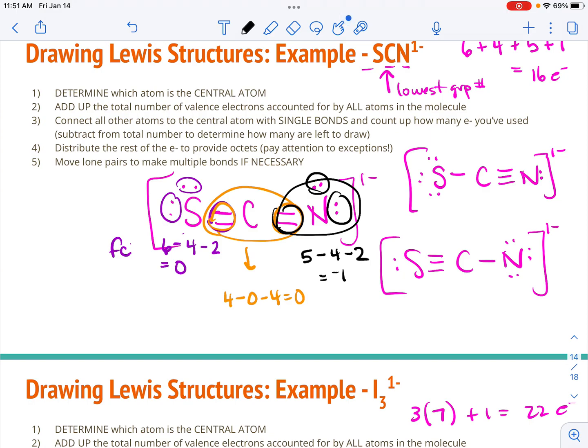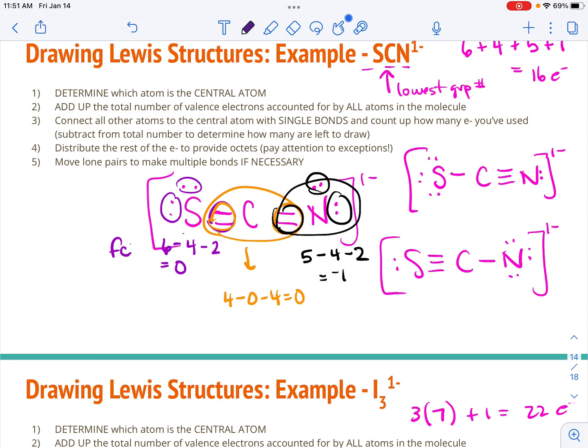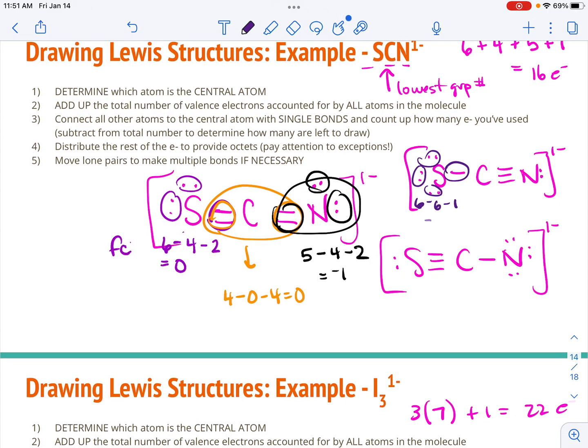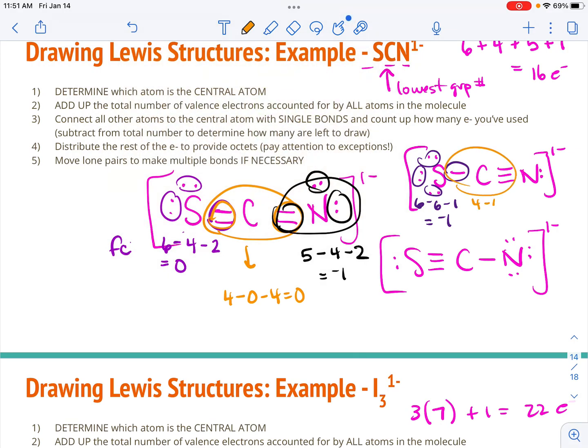But now I need to evaluate what happens over here. So we're going to do the same thing over here. And the sulfur, again, has 6 valence electrons minus 6 dots minus 1 dash gives me -1. The carbon has 4 valence electrons minus no dots minus 4 dashes, so it's 0. And the nitrogen has 5 valence electrons minus 2 dots minus 3 dashes, which equals 0. So you can see the formal charges are different.